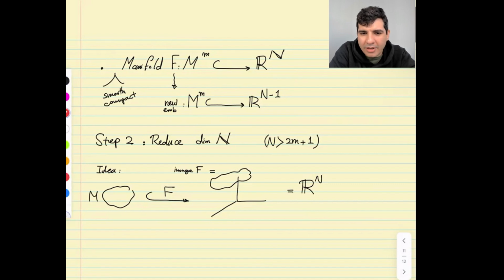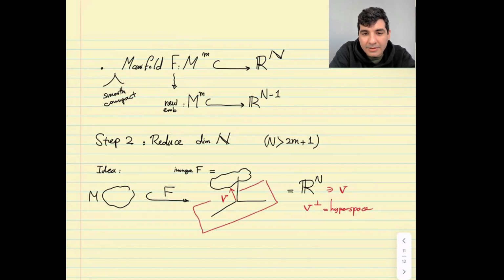Now, if you pick a generic vector v in Rn, we can look at the subspace orthogonal to v. Let's denote that with v perp, the hyperspace that is normal to v. So this would be this red thing. This red hyperspace is an n minus 1 dimensional thing. So this is essentially R^(n-1) sitting inside Rn. Like in this example, it's like R2 sitting inside R3.